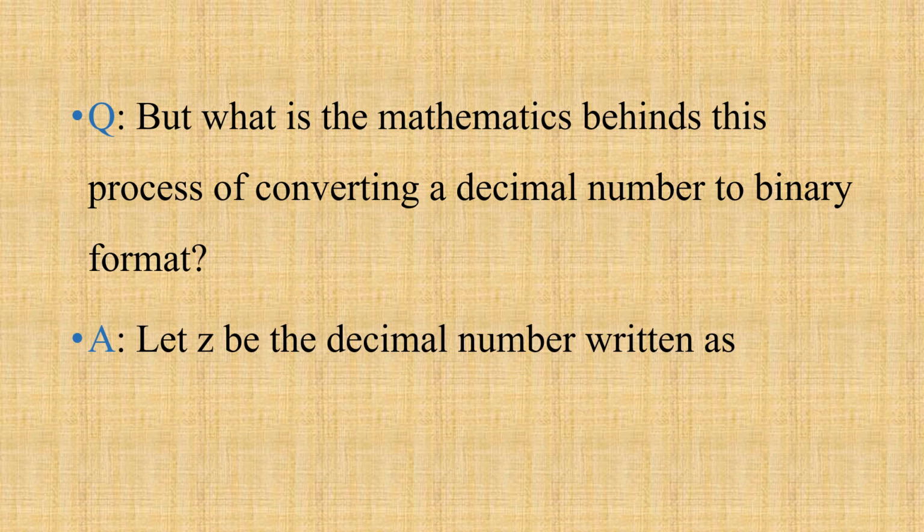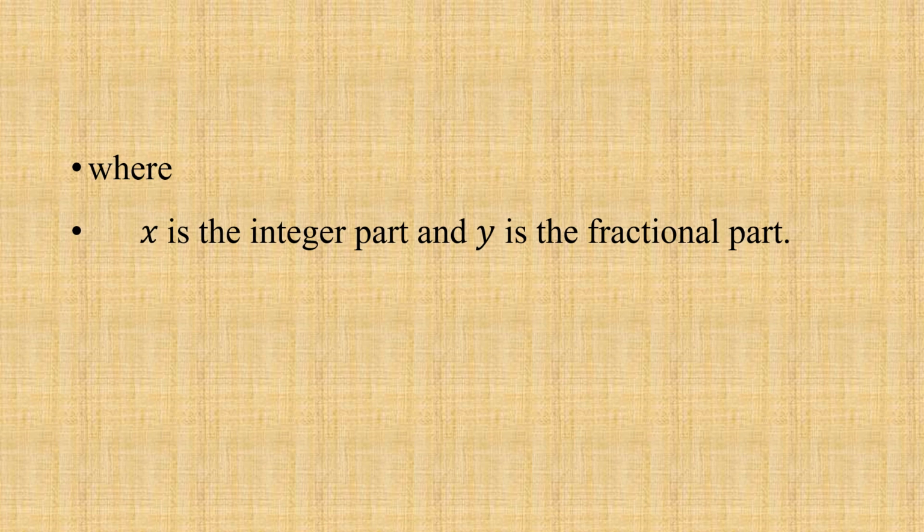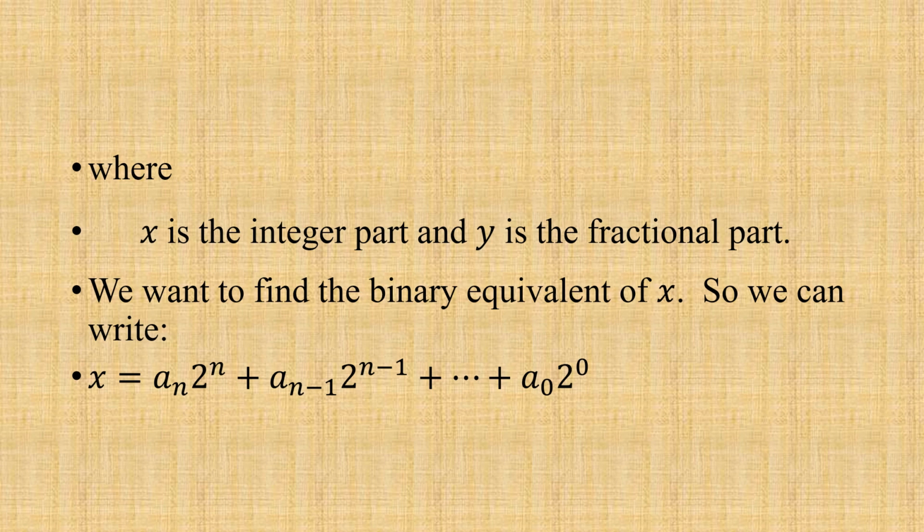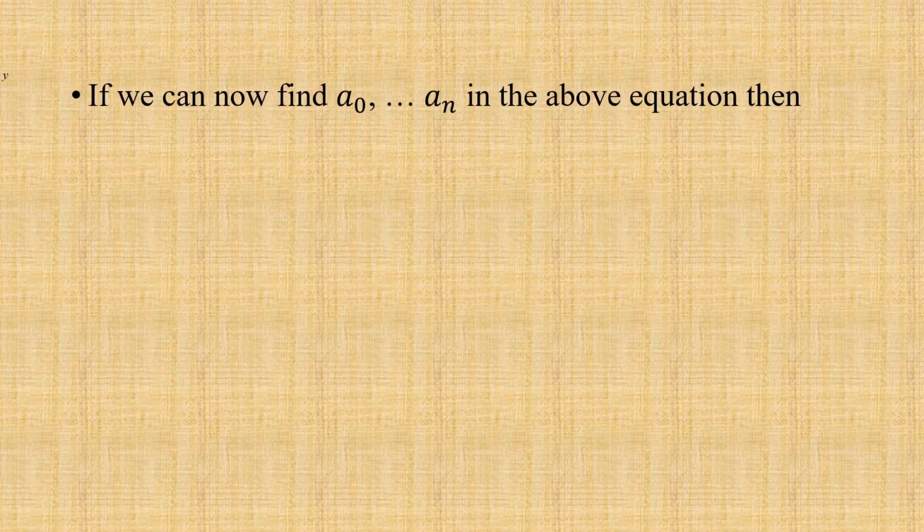Question: but what is the mathematics behind this process of converting a decimal number to binary format? Answer: let z be the decimal number written as z equals x plus y, where x is the integer part and y is the fractional part. We want to find the binary equivalent of x. So we can write x equals A_n 2 power n plus A_n-1 2 power n-1, plus up to A_0 2 power 0. If we can now find A_0 to A_n in the above equation, then x base 10 equals A_n A_n-1 till A_0 base 2.